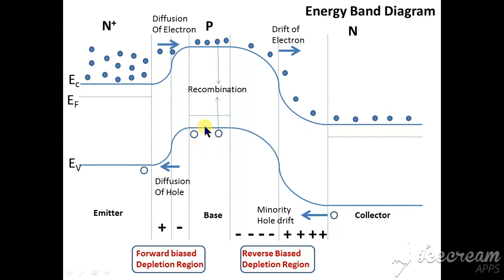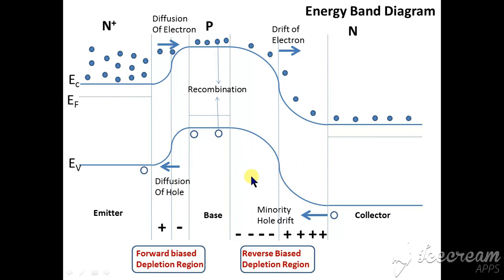Also note that some holes from the P region also diffuse to the emitter side, resulting in some emitter current, and very few electrons and holes recombine at the P region, that is the base region, resulting in some base current. Also, we note that very few holes, the minority charge carriers on the N side, and some electrons in the P side may drift through this collector base reverse junction field, resulting in some collector current, and this is known as reverse saturation current.